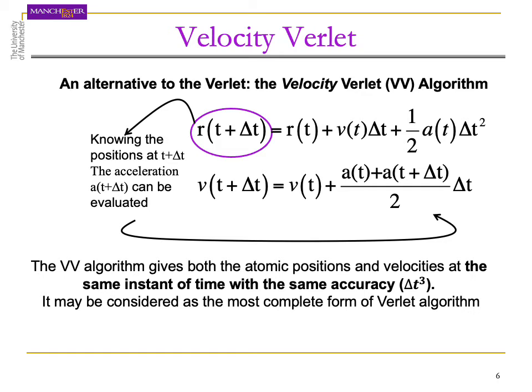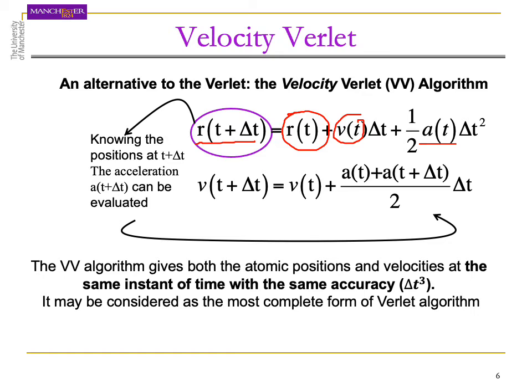Another version of the Verlet algorithm is called velocity Verlet algorithm. As you can see from the equations reported here, the Verlet algorithm requires to calculate the position of the atoms at the new time step t plus delta t, the position of the atom at the current time step t, the velocity of the atom at the current time step t, and the acceleration that can be calculated from the force.